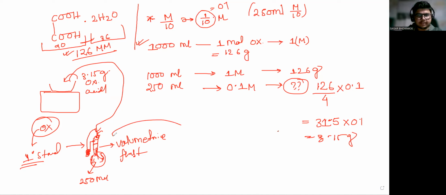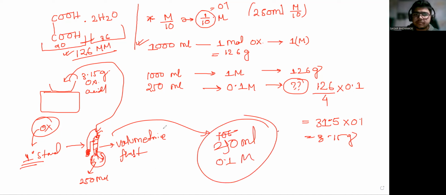And after that, your 250 ml 0.1 molar oxalic acid solution is ready. Now the problem arises when they assign you a task to prepare 250 ml 1 normal.